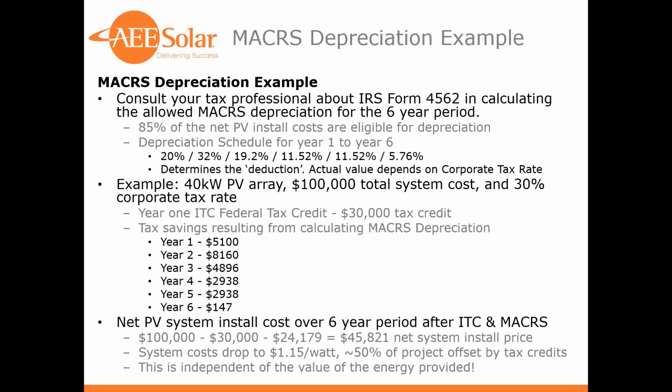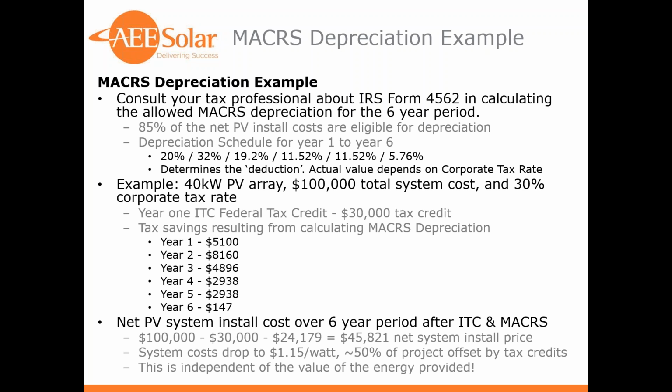So the total net system price to the customer over the 5 years is almost half when the tax credits are considered. So his net install price ended up being $45,800. So this is very critical when you're competing against other commercial installers that you recommend they do that, because other guys are definitely taking it into consideration.